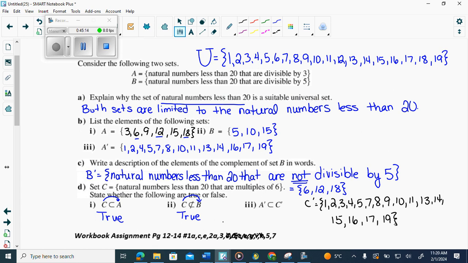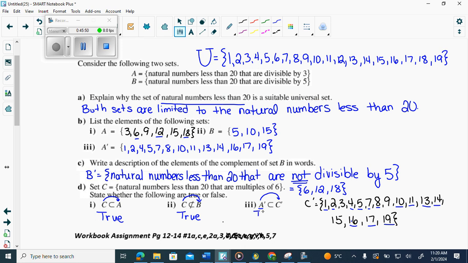So now I have to see if everything in not A is in not C. So everything in the complement of A is in the complement of C. So 1 is in the complement of A, it's in the complement of C. 2, 2, 4, 4, 5, 5, 7, 7, 8, 8, 10, 10, 11, 11, 13, 13, 14, 14, 16, 16, 17, 17, 19, 19. Is it true? Yes. So make sure you draw out the complement. Everything in the complement of A is found in the complement of C.